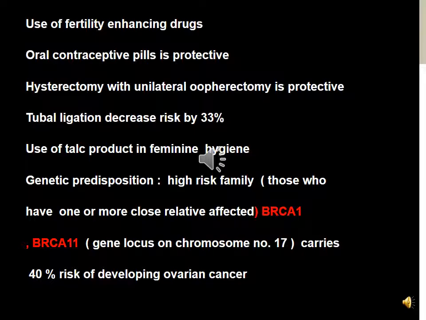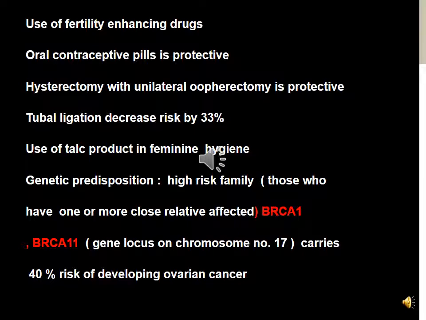Oral contraception and tubal ligation are protective factors. It has been shown that patients with tubal ligation have 33% less risk of ovarian cancer. Also, in patients who did a hysterectomy and unilateral oophorectomy, the risk of ovarian cancer in the remaining ovary is very low, and it is a protective factor. The most important risk factor of ovarian cancer is genetic predisposition.